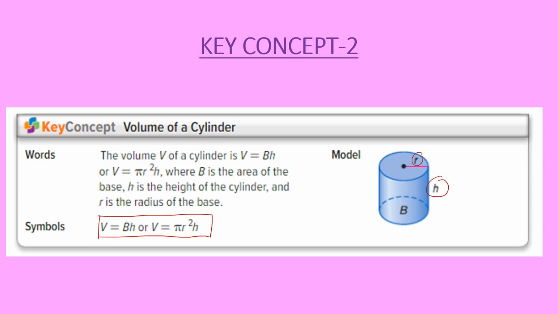You are taking the same formula B times h, and here if you see the base is a circle. I'll highlight it again. So the base is a circle. That means the capital B is going to be the area of the circle, which is pi r square. That's why the formula to find the volume of a cylinder is pi r square h, where B is the area of the base, which is a circle, and h is the height of the cylinder. So quite an easy formula to remember, and let's see how we can use this to find the volume of a cylinder.